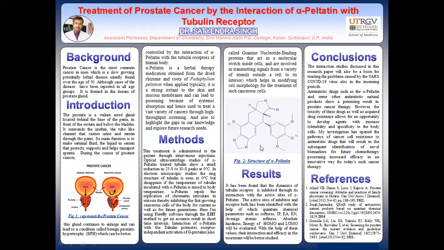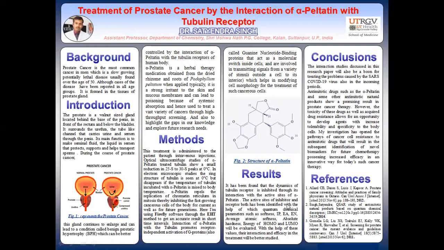Now, coming to the structure. Alpha peltatin has been shown, with some active sites at the peripheral side. With the help of its active site, it attaches to the tubulin receptor and stops the excessive growth of prostate cancerous cells. Now, the result: it has been found that the dynamics of the tubulin receptor is inhibited through its interaction with the active site of alpha peltatin.